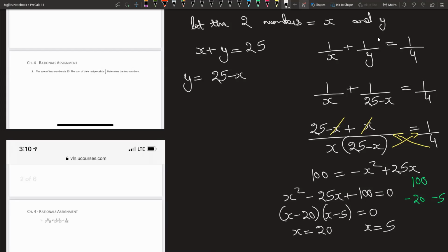Guys, essentially, these are your two numbers. So the two numbers that you were talking about are 20 and 5. You know why? Because you plug in 20 over here, your y is going to be 25 minus 20, which is 5. Or if you plug in 5, 25 minus 5, 20. So these are your two numbers. You will get this question on the test. That's also a typical question.